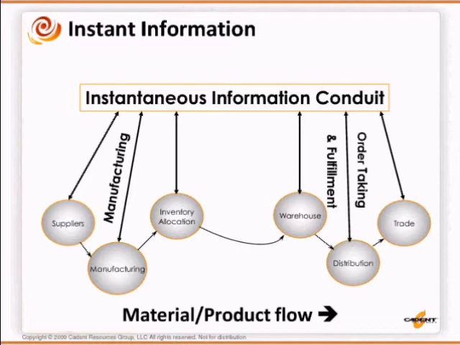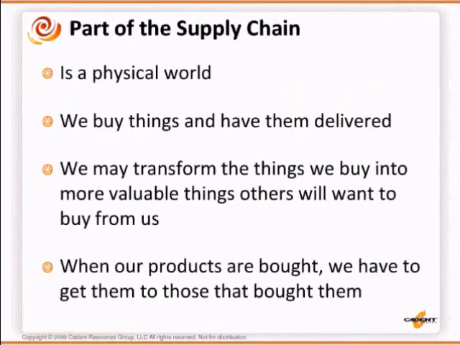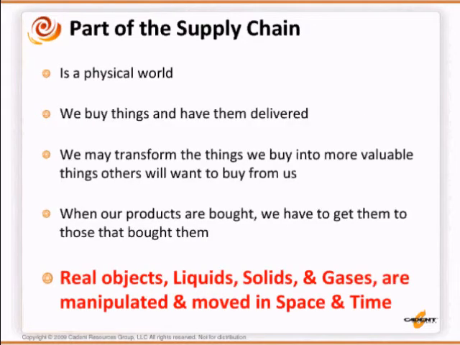Okay, so we still have the flow of goods and products. The part of the supply chain that goes from left to right operates in the physical world. Things are bought, they're delivered to manufacturing, value is added, they're transformed from raw and packed materials into finished goods, and then allocated to warehouses, picked, packed, shipped to customers. So things are happening, they're moving across. So it's real objects, liquids, solids, and gases being manipulated and moved in space and time.